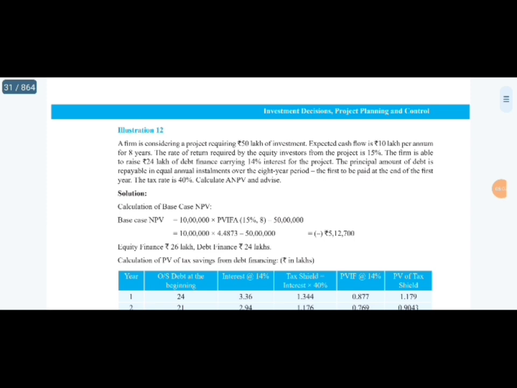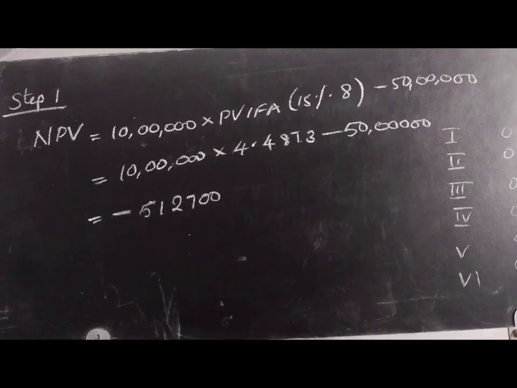So 24 lakh divided by 8, we will get 3 lakh. So they are paying annual installment of 3 lakh per year, excluding the interest amount. Then they are paying at the end of the first year. Next, the tax rate is 40%. Why they have given 40% tax? We need to find the tax saving on the interest amount. Let's start solving the illustration number 12. First, we have to find the NPV.